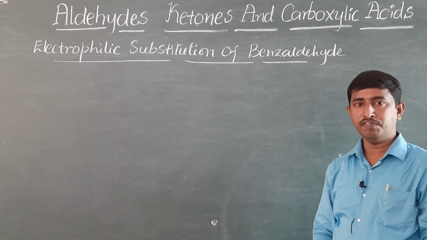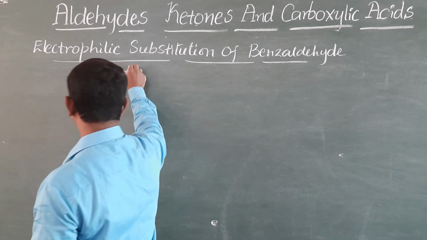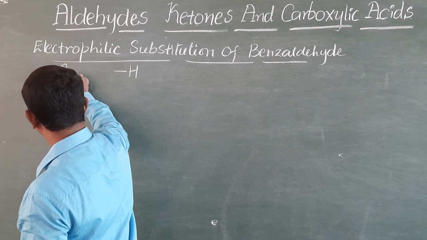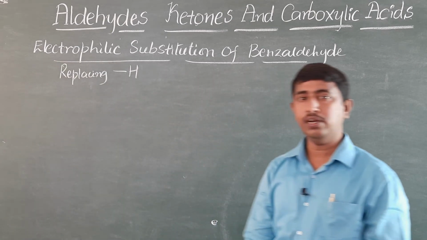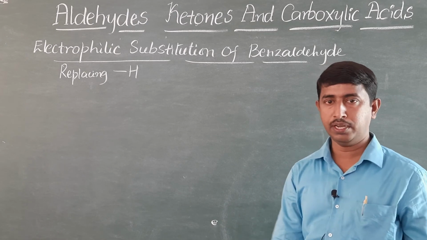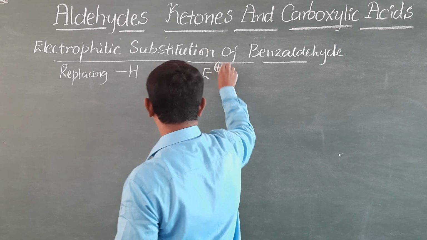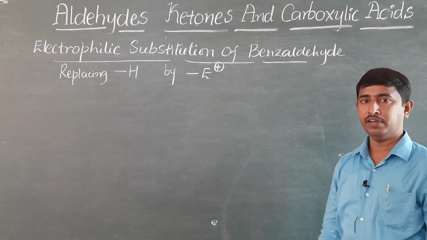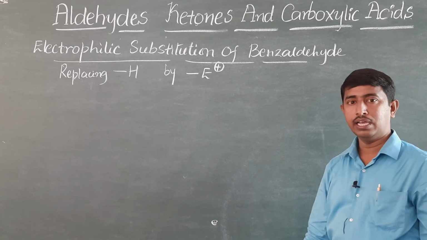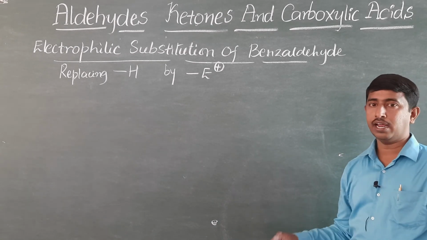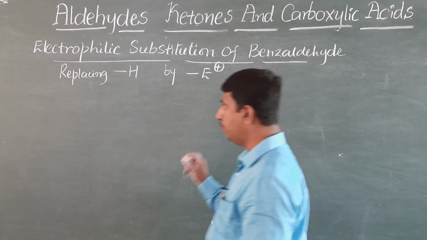Now what do you mean by electrophilic substitution for an aromatic ring? Electrophilic substitution means replacing a hydrogen atom of the benzene ring by an electrophile. By what? By an electrophile. So in an aromatic ring, if I replace a hydrogen atom by an electrophile, then that reaction is named electrophilic substitution.